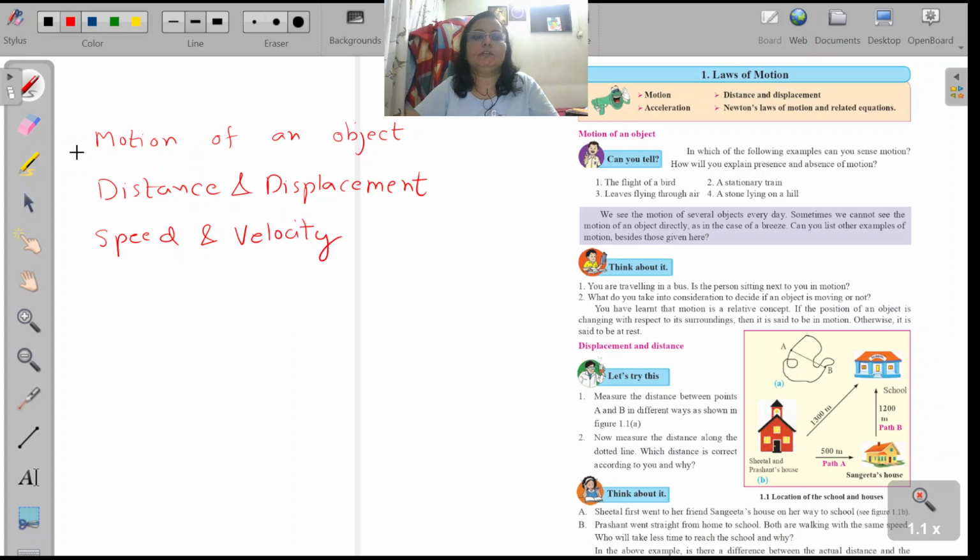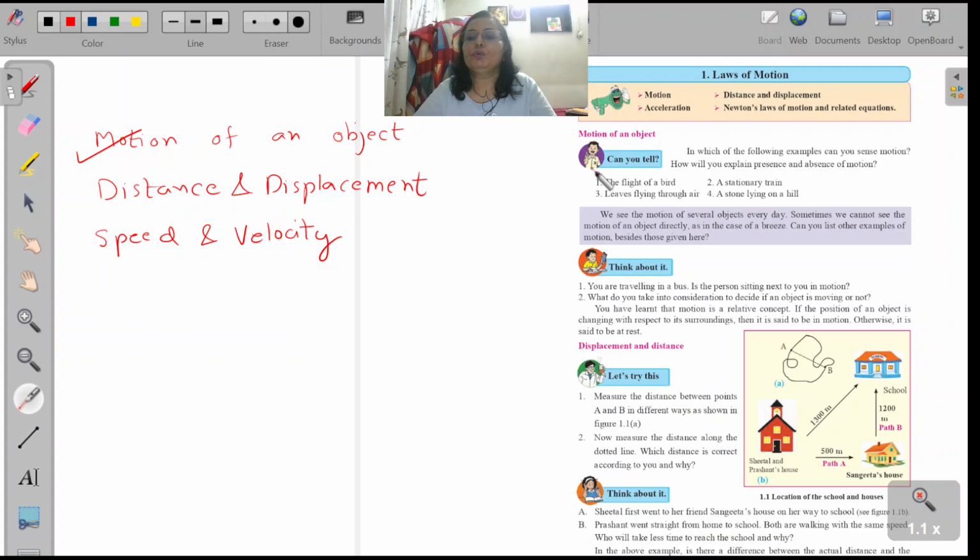So let's start with motion of an object. In the book there are four examples which are given to differentiate between the presence and absence of motion. First is the flight of a bird. The bird is flying in the air, so presence of motion. A stationary train, the train is at rest, so absence of motion. Leaves flying through air, presence of motion. A stone laying on a hill, absence of motion.